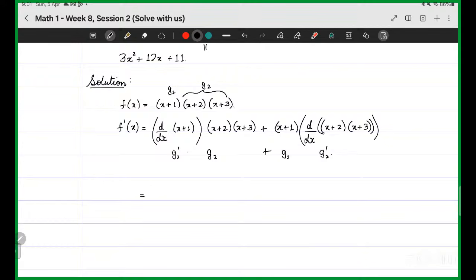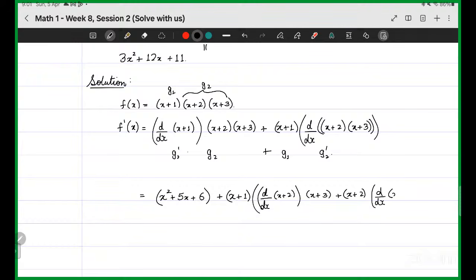d by dx of x plus 1 is just 1. So on this side, I'm just left with x squared plus 5x plus 6. This is just G2, plus x plus 1 into, if I want to compute G2 prime, I want d by dx of this expression, which in turn happens to be a product. So I'll write it as d by dx of x plus 2 times x plus 3 plus x plus 2 times d by dx of x plus 3. All the brackets closed. Yes.